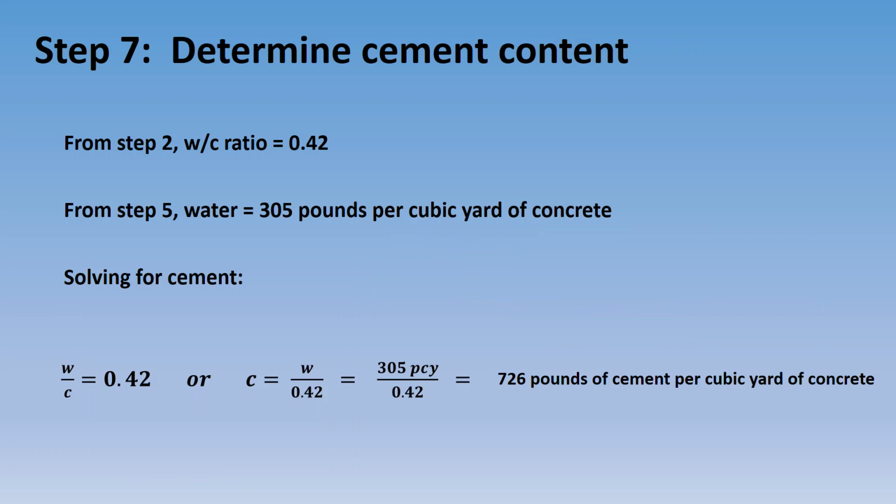Step 7 then is to determine the cement content. And from one of those earlier steps, I think step 2, we said we needed a 0.42 water to cement ratio to give us 4,700 psi concrete. Well, in the last step, we just determined we needed 305 pounds of water in our cubic yard of concrete. So we're just going to set up a simple ratio to solve for cement. Water to cement ratio just means water over cement has to equal 0.42.